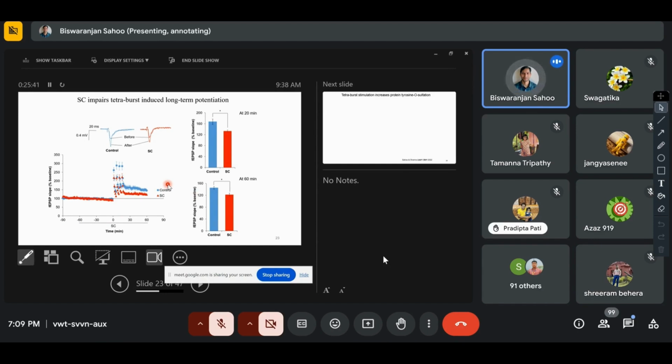Is this part clear? I know it's a little complex. I tried to make it simple. Is it clear? Yes, sir. Okay, great.